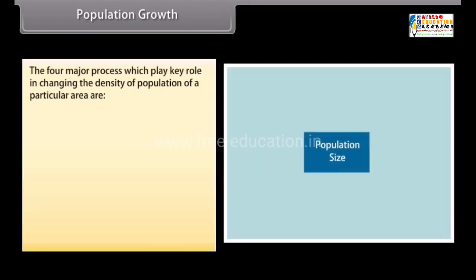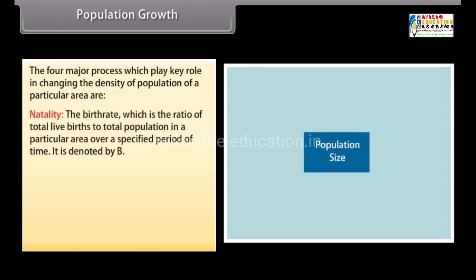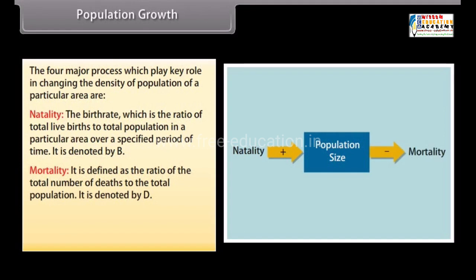The four major processes which play a key role in changing the density of a population of a particular area are natality, the birth rate, which is the ratio of total live births to total population in a particular area over a specified period of time. It is denoted by B. Mortality. It is defined as the ratio of the total number of deaths to the total population. It is denoted by D.